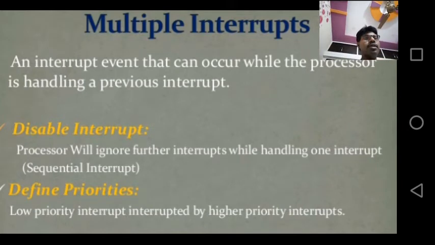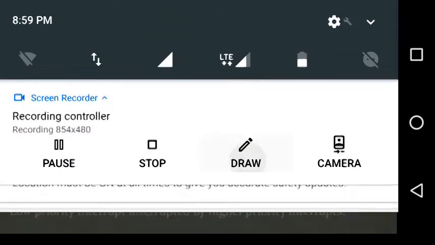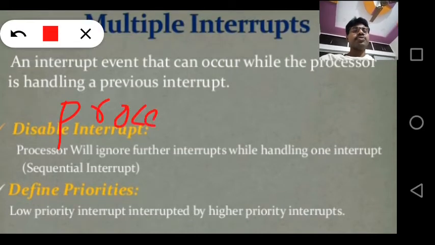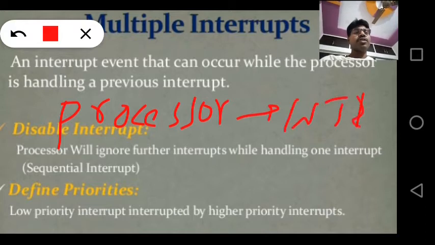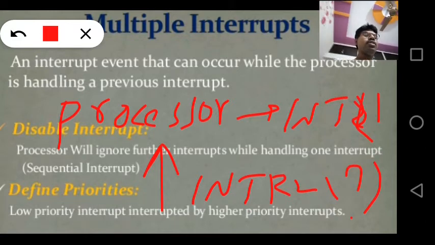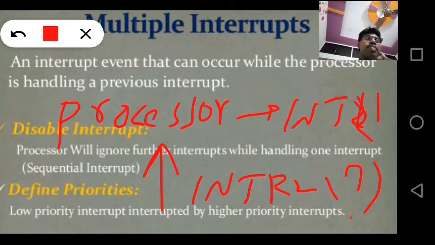So an interrupt event can occur while the processor is handling a previous interrupt. Simply saying, multiple interrupts means when the processor is handling one interrupt, let's assume interrupt request 1, all of a sudden it receives interrupt request 2. What should be done? This situation is called multiple interrupts.